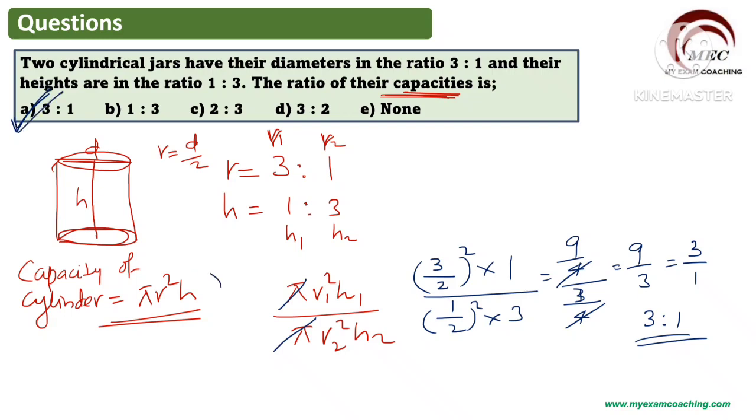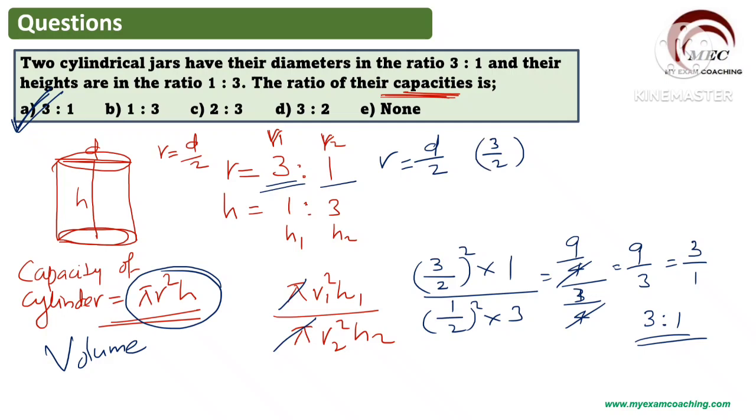Understand this formula. This formula is very, very important. Pi r square h, that is the volume, or you can say capacity, and the ratio of the diameter is given 3:1. So radius can be taken as diameter divided by 2. So 3 by 2 is the radius for the first cylinder, and 1 by 2 is the radius for the second cylinder. This is R1 and this is R2.